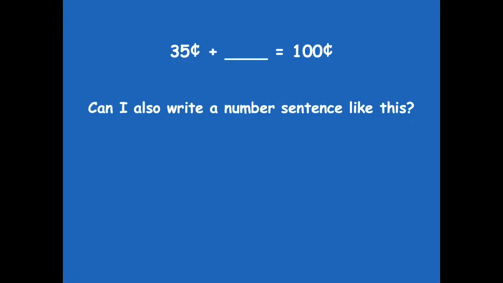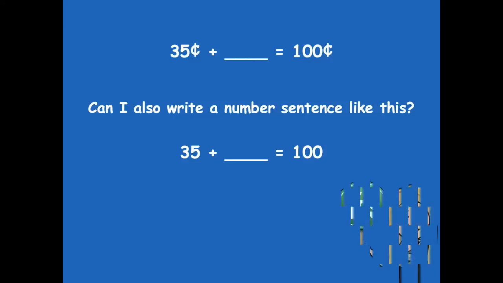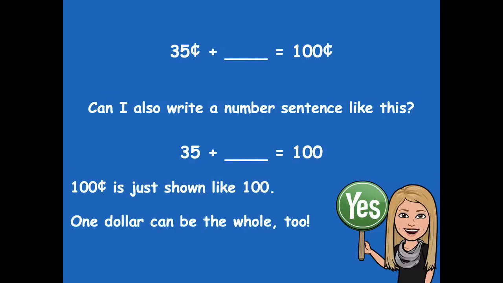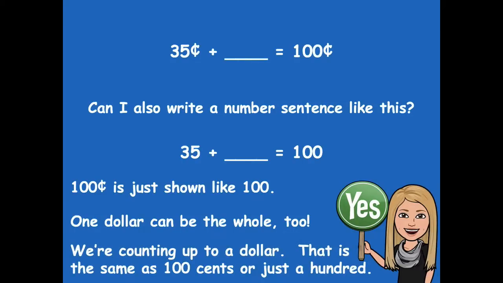Okay, so 35 cents plus 65 cents equals 100 cents or a dollar. So I can also write a number sentence like this, or can I? Can I write a number sentence like this? So at the top I had 35 cents plus my unknown equals 100 cents. And my next one I have 35 plus my unknown equals 100. Can I write the number sentence that way too? Yes, we sure can, right? So 100 cents is just like 100, right? $1 can be the whole too, like 100 cents or $1 or 100. And we're counting up to a dollar. So that's the same as 100 cents or just 100. Okay? So really my numbers are not changing. We're just talking about cents and no cents.